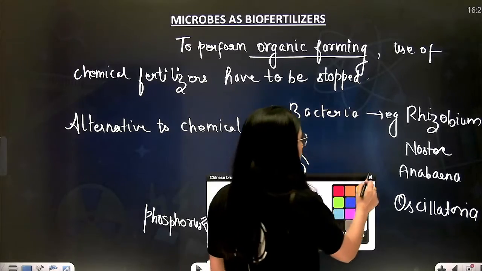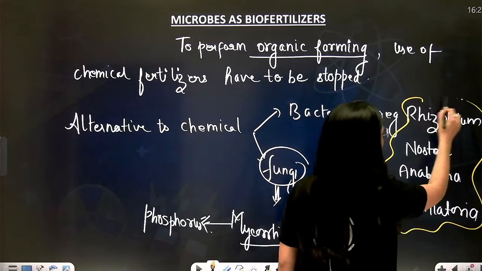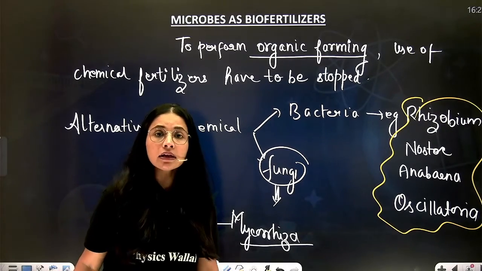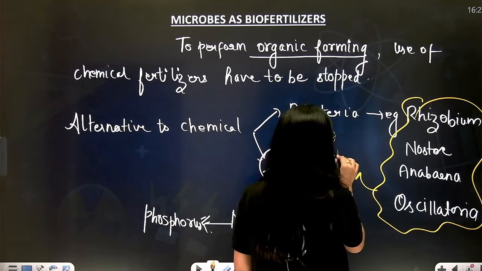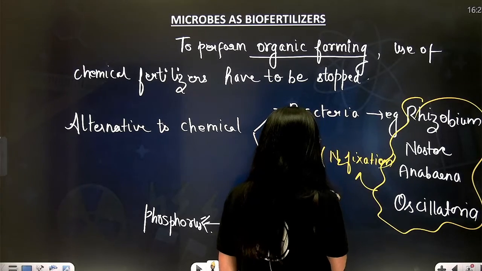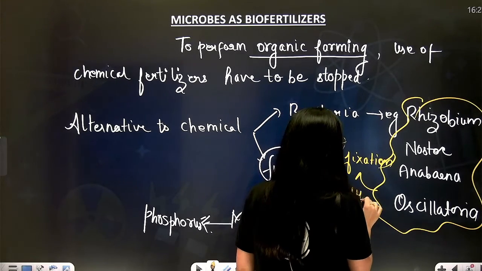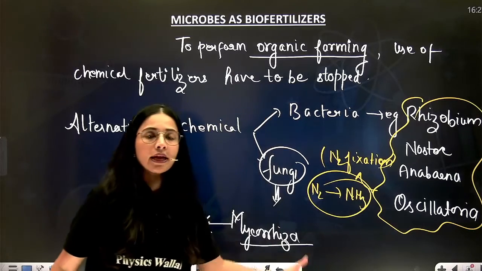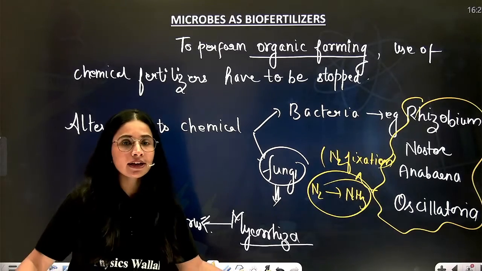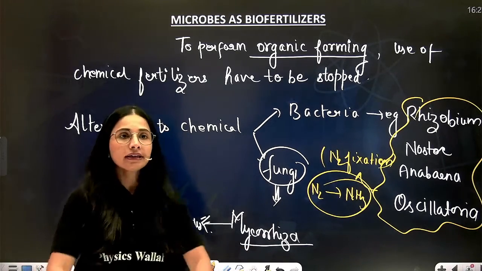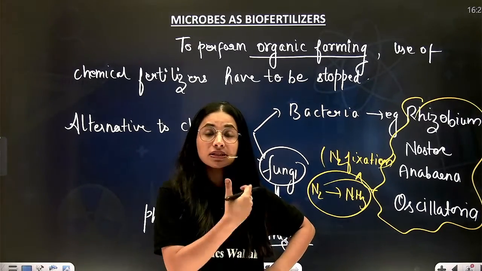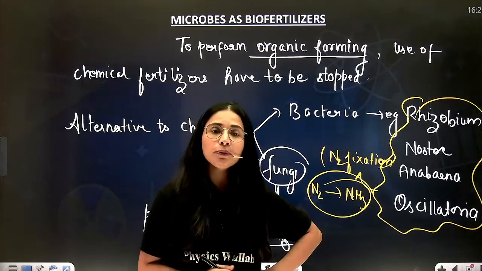Now, all these bacteria, Rhizobium, Nostoc, Anabaena, Oscillatoria, are responsible for nitrogen fixation. They themselves in the soil will convert nitrogen into ammonia, into compounds rich in nitrogen. So now the soil is rich in nitrogen and phosphorus. So why will you provide it artificially? Why would you want to use chemical fertilizers when some living organisms can directly help you in this?